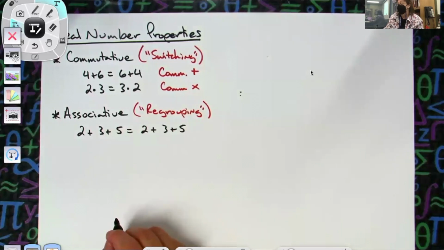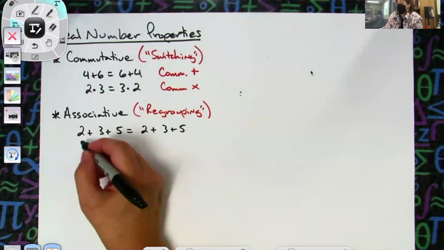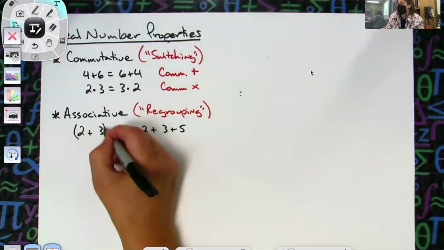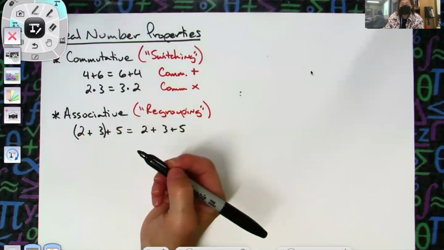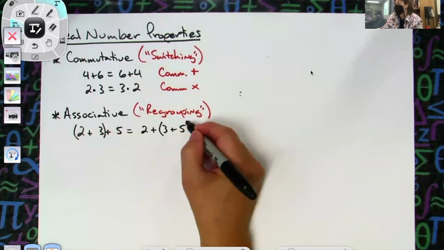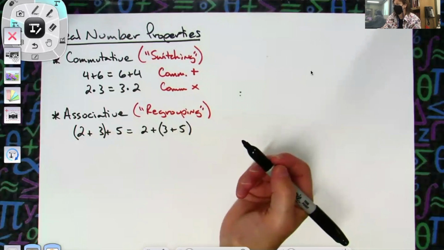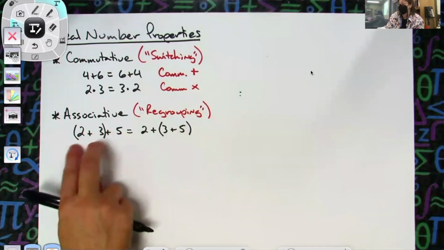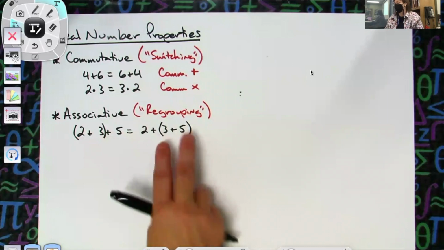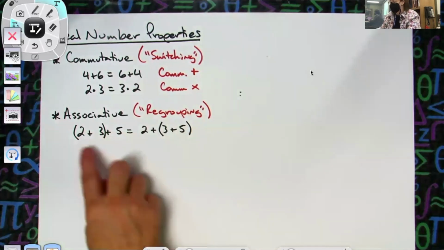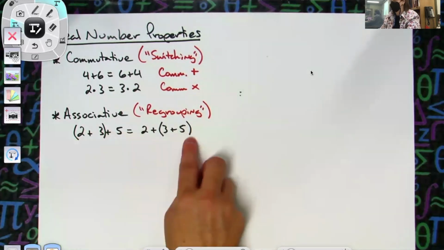But this regrouping idea means that maybe, say, on the left, the 2 and 3 are grouped together, and then on the right, the 3 and 5 are grouped together. I'm just reading. Over here, we group together 2 and 3. Over here, we group together 3 and 5. But the numbers are in the exact same order. So then, yeah, you know it's associative.